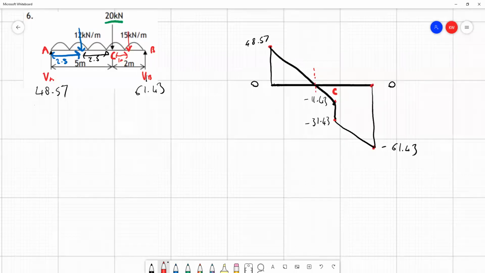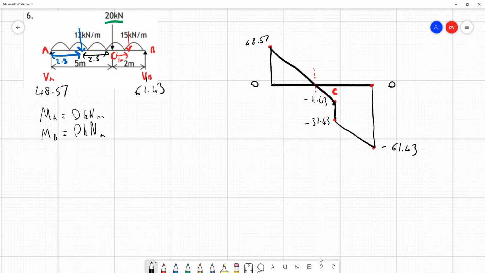Just moving our diagrams up a little bit, to make a little bit more space there. So for the bending moment diagram, as before, things to think about are what are the bending moments at points A, B, and C. Now, because of the type of problem this is, the bending moment at A is 0 kilonewton meters, and the bending moment at B is 0 kilonewton meters as well.